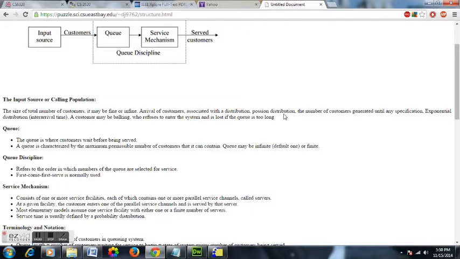and it has a service mechanism. The service mechanism consists of one or more service facilities. Each of them contains one or more parallel service channels. They are called servers, and the customer enters on one parallel service channel and is served by the server. Most elementary models assume one service facility with either one or a finite number of servers. Service time is usually defined by a probability distribution.